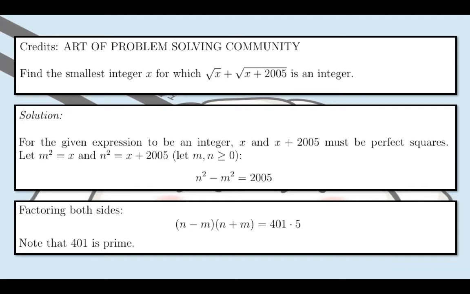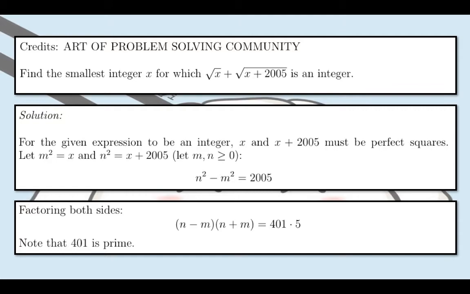Let's have the substitution m squared equals x and n squared equals x plus 2005 to represent the two perfect squares that x and x plus 2005 represent. In this case, it is safe to assume that m and n are greater than or equal to 0, since we are only dealing with the principal square roots. From this, we can take the difference n squared minus m squared, and that will be equal to 2005.